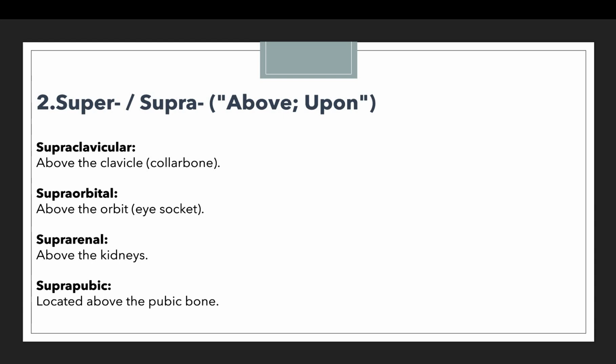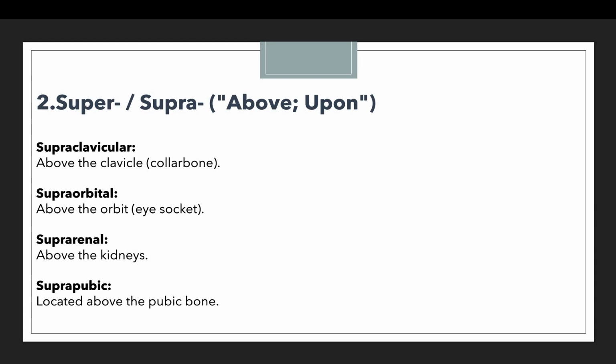Similarly, if you want to talk about the kidneys, then we will use the prefix and terminology suprarenal. Suprarenal means above the kidney. So when we want to show something about the kidney in any diagnosis report or lab report, then we will use the terminology suprarenal and the prefix supra, which is used to showcase something as above or upon.